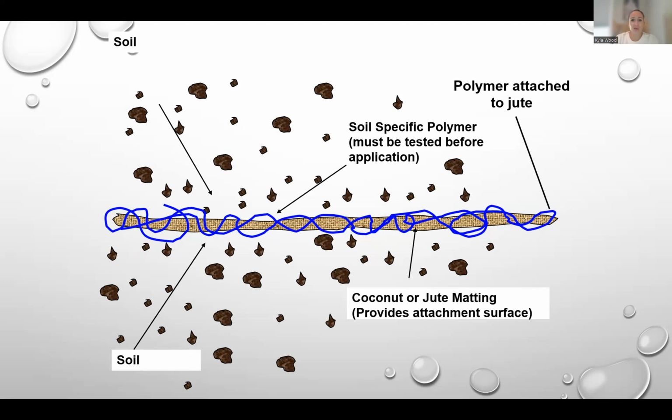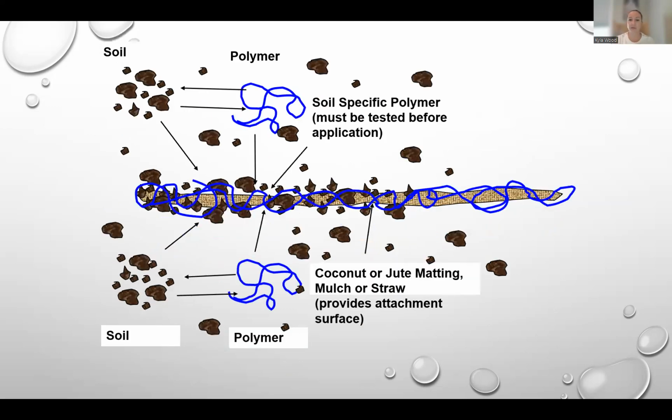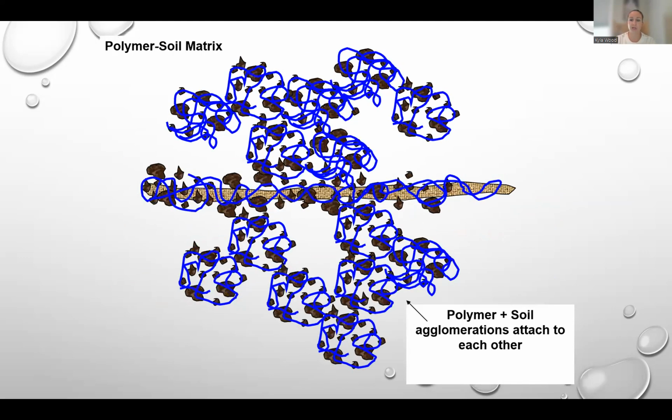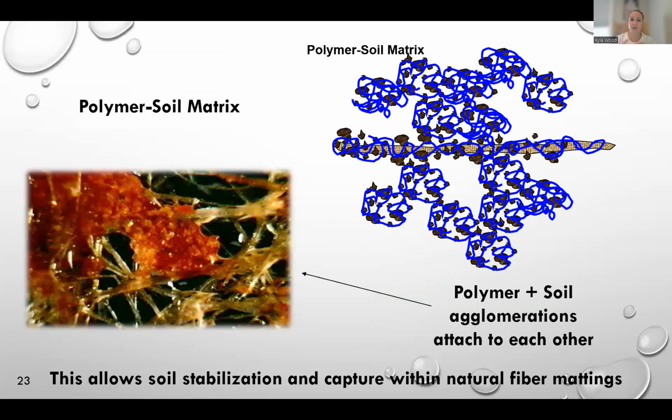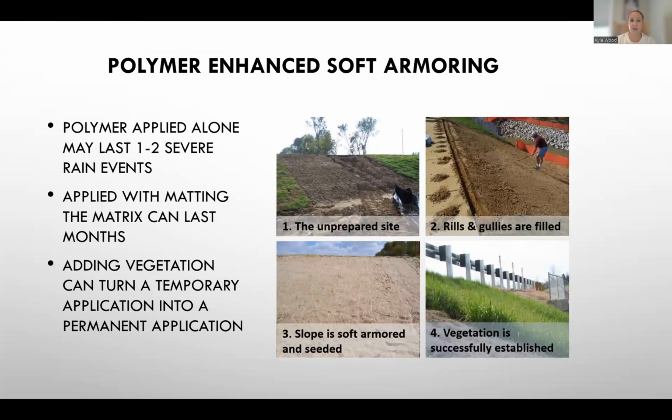So what happens again is it forms this matrix where we have a long polymer chain that binds to the soil and binds to the matting. Again, if you recall that really fibrous material from natural mattings like coconut and jute, it forms a great surface area for attachment of those polymer charged particles. So it holds them all in place really well. So we're going to use the polymer to enhance those mattings, and it's a really great application. It's a pretty simple application as well.